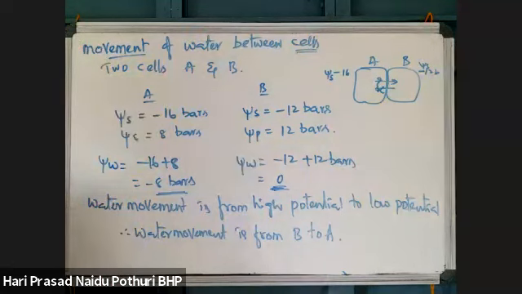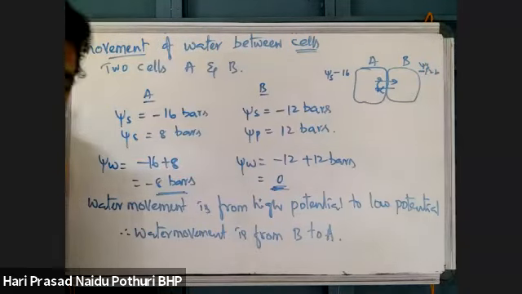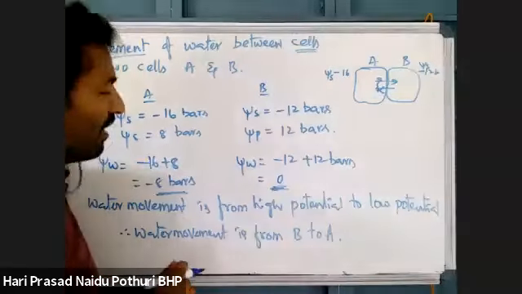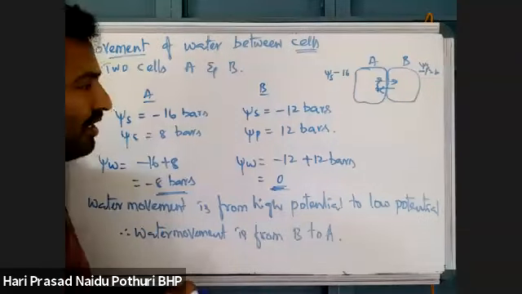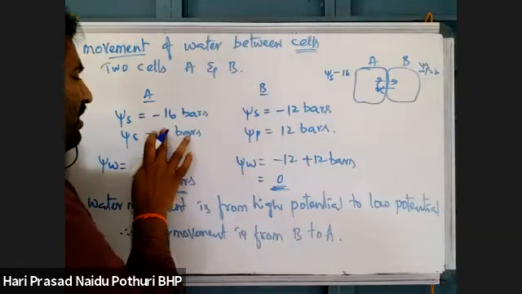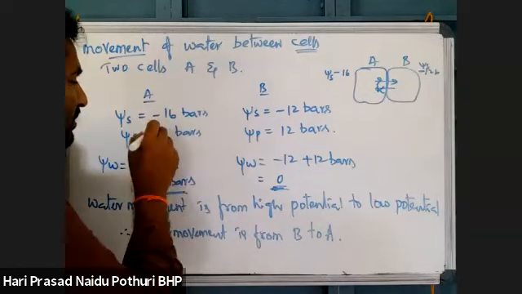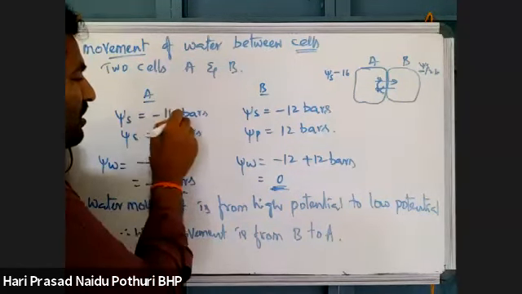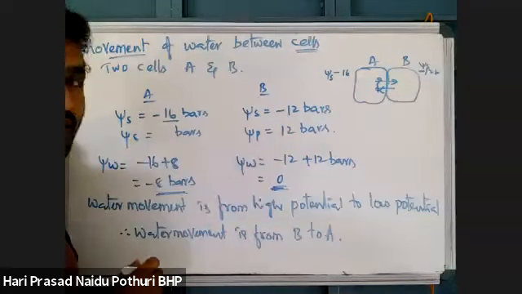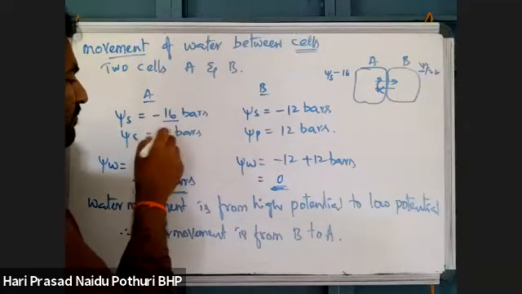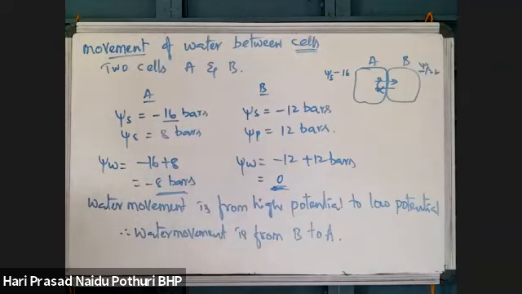Understand? Okay. Suppose I am changing the values. The solute potential is minus 16 for cell A. First of all, you copy this, then I will change. If I change, you copy that in notes, and the answer will be changing.